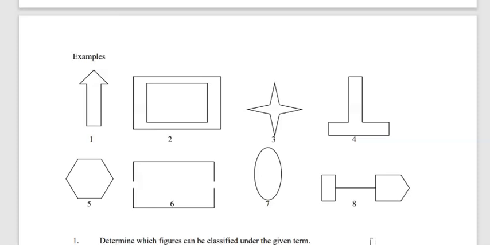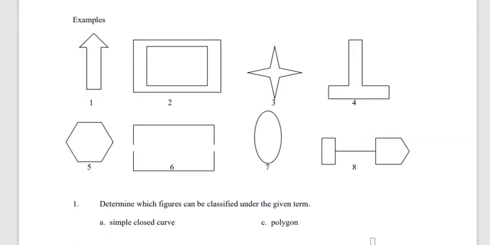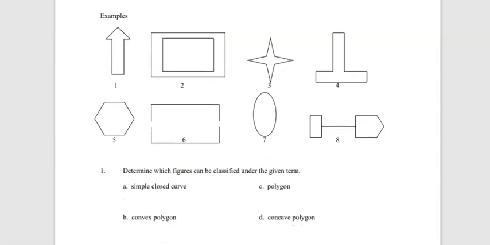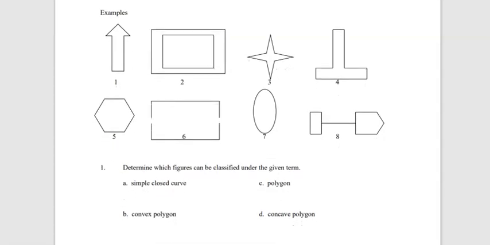So the next thing we're going to do is we're going to look at just a variety of different shapes. You'll have to do this on your assignment and on your exam as well. And we're going to go through and we're going to identify all of the figures that meet the definitions that we've gone over in the previous page.